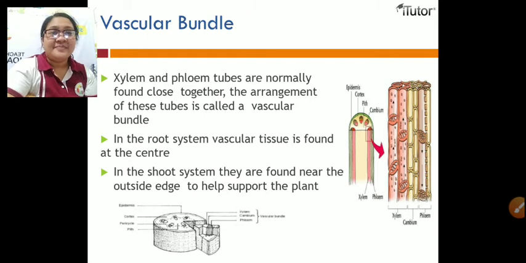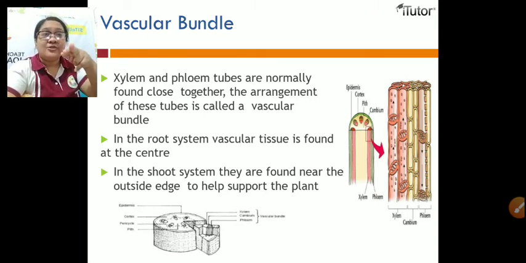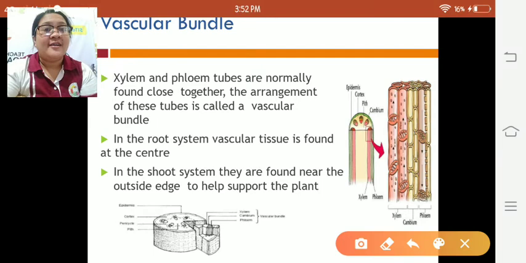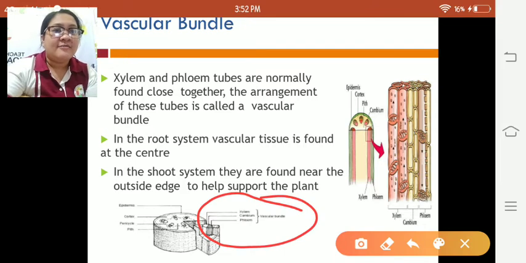Let's talk about the vascular bundle. Xylem and phloem tubes are normally found close together. The arrangement of these tubes is called a vascular bundle. This one is a vascular bundle.